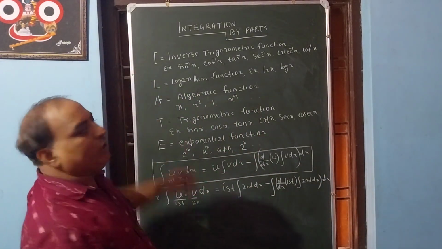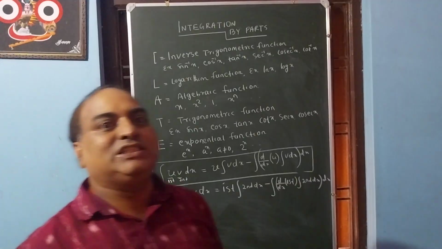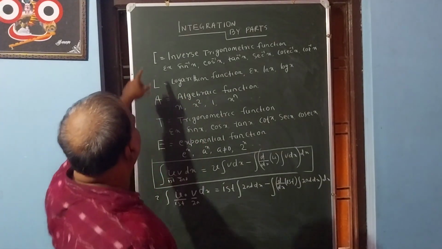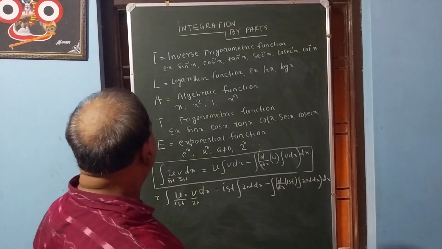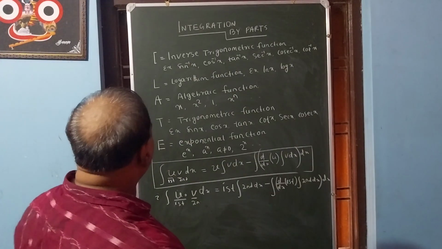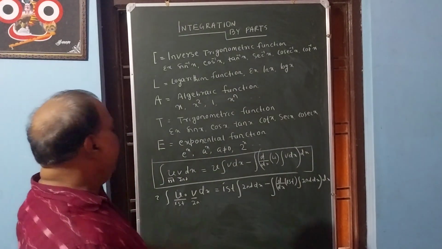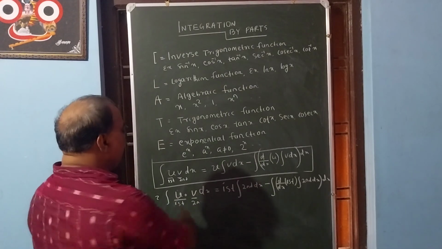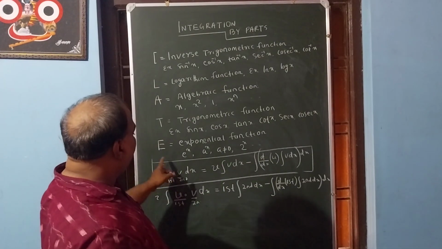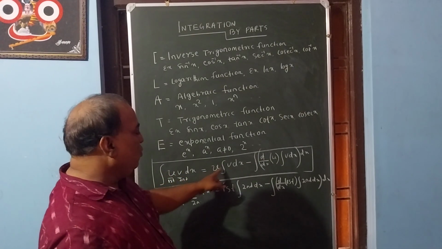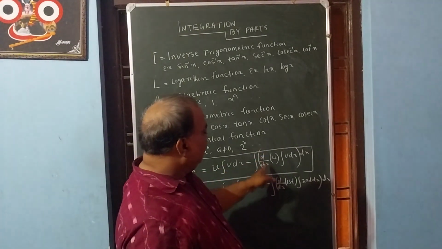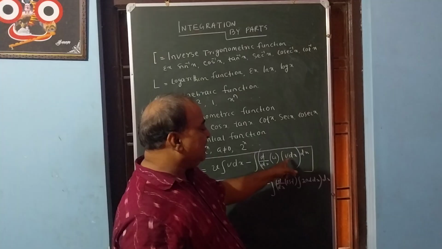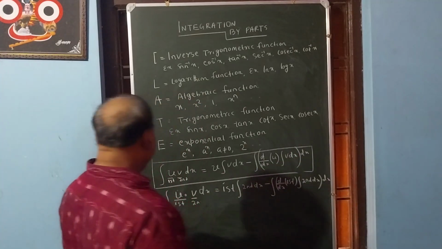Whichever comes first in the order is chosen as the first function. Then the second function you have to choose accordingly. So now let us take one example. Remember the formula: integration of U into V dx equals U integration of V dx minus integration of derivative of U times integration of V dx, whole into dx.